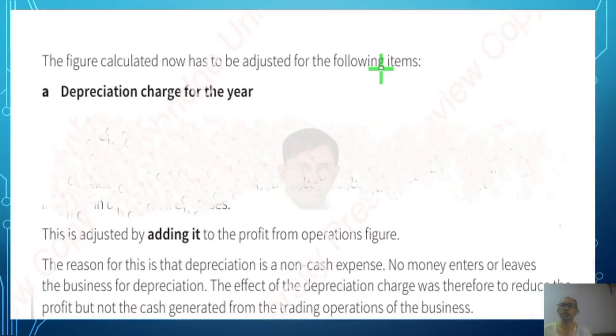The figure calculated now has to be adjusted for the following items. Depreciation charge for the year. This is adjusted by adding it to the profit from operations figure. The reason for this is that depreciation is a non-cash expense. No money enters or leaves the business for depreciation. The effect of the depreciation charge was therefore to reduce the profit, but not the cash generated from the trading operations of the business.